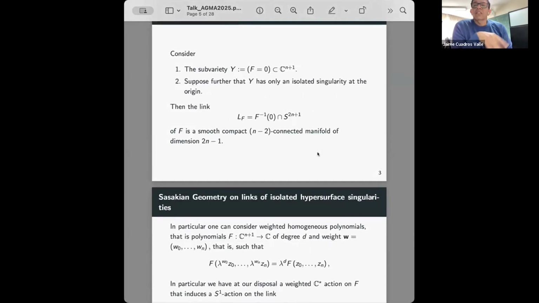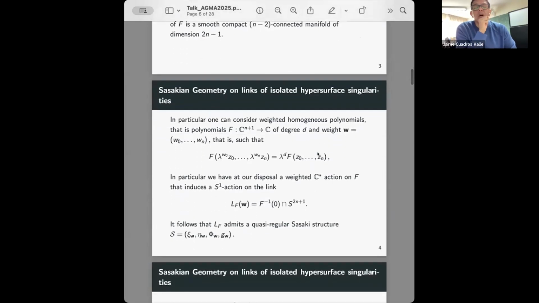But we would like this polynomial to have a natural C-star action. So we will be focusing on weighted homogeneous polynomials with certain degree and certain weights. As you see, the definition of a weighted homogeneous polynomial is given there. It's a generalization of how you construct the homogeneous polynomials.